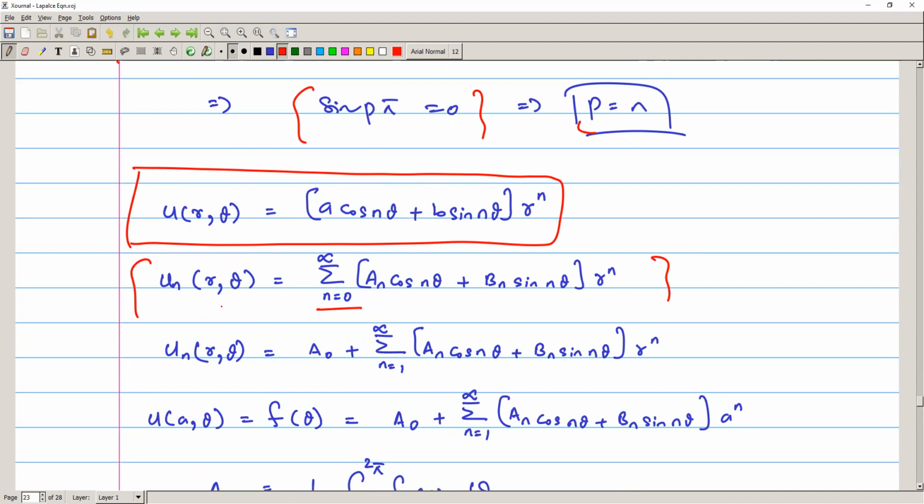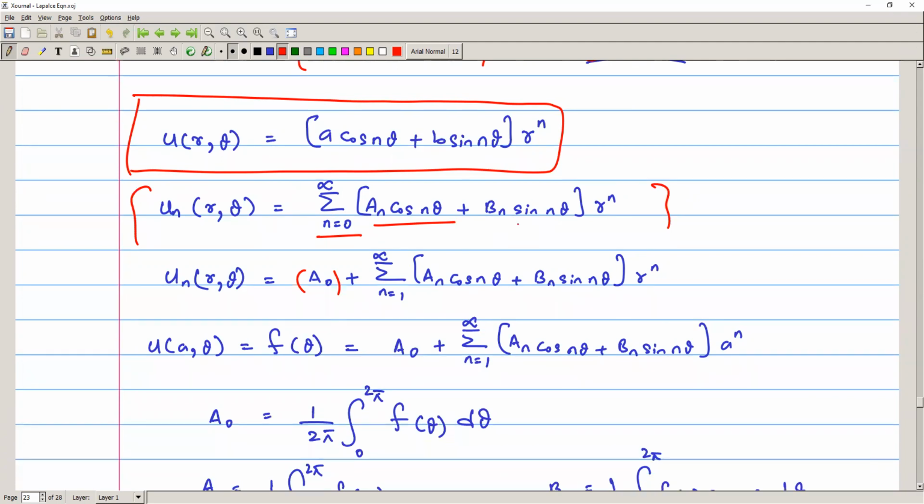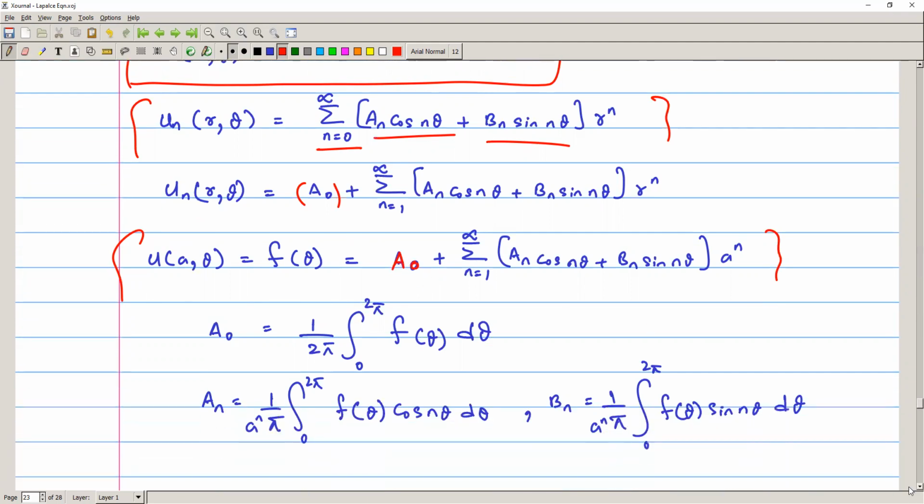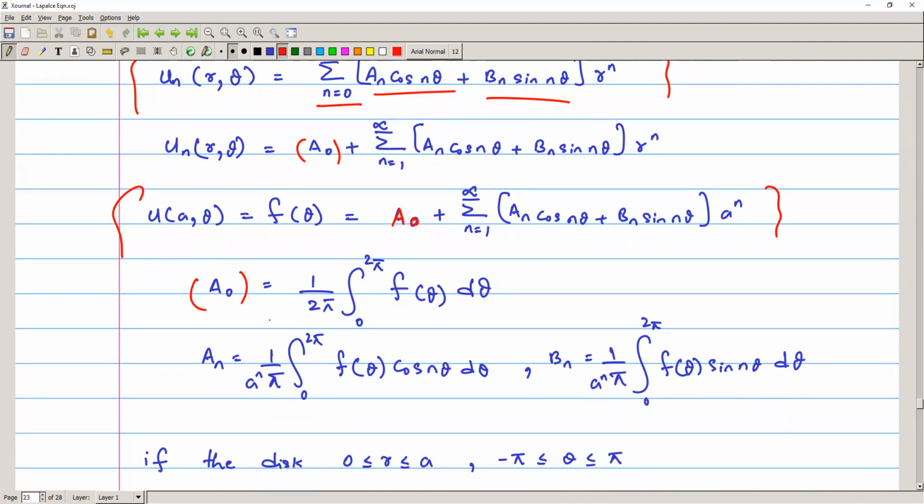Now n starts from 0, therefore we can take a naught outside, because here we can see that a naught times cosine 0 will be simply a naught, and we can take it outside, and b naught times sine 0 will be 0, so there is no b naught, right? Now we are left with this very familiar, well-known equation, the Fourier series, right? So now we can find the Fourier coefficients a naught, a n, and b n easily by integrating the function, by using the properties here.